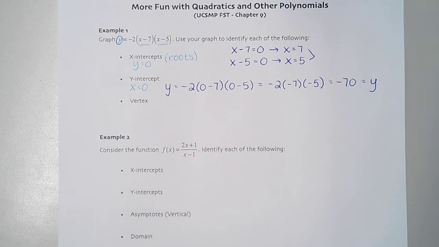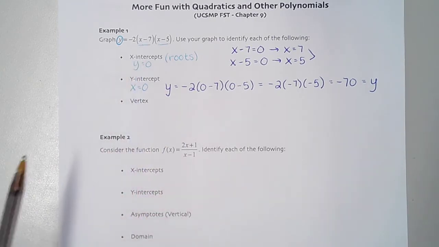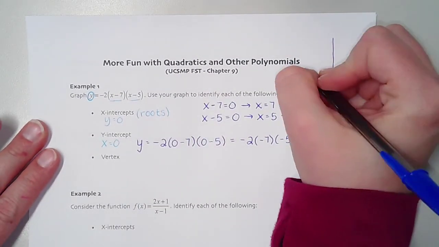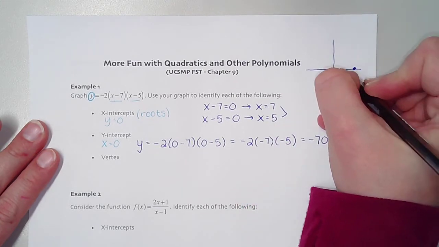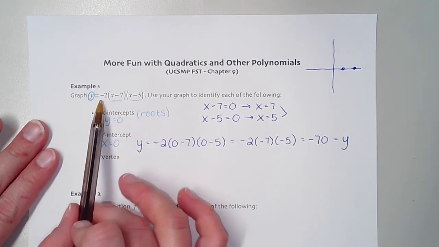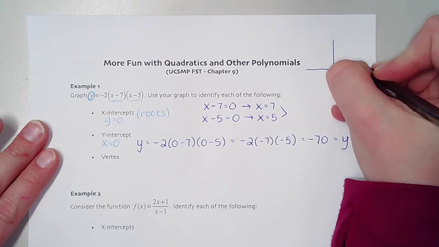However, we can use the relationship between the vertex and the x-intercepts to help us out here. So just a real quick sketch here. If I know my x-intercepts are at 7 and 5, let's just put them here and here, we'll say. And by the way, I also know this parabola is going to be upside down because that 2 is negative. So I know that my parabola is going to look something like this.